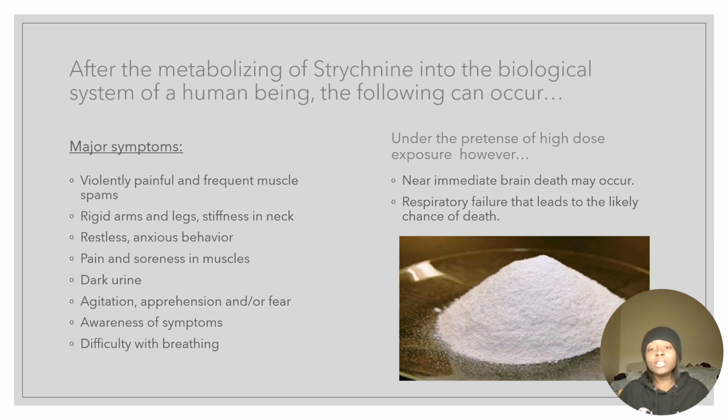The metabolizing of strychnine in the biological system of a human being can end up having the following symptoms occur. You can be subject to rigid arms and legs with a strong stiffness in the neck. You can have pain and soreness in your muscles, restless, very anxious behavior, dark urine. You have mood swings, like one day you might be agitated, you might be apprehensive or fearful the next. It's like you're aware of these symptoms happening and you know it's not you, but you can't really help yourself. There's also difficulty with breathing, and the biggest part of these symptoms is that you will have violent, painful, very frequent, short back-to-back cycles of muscle spasms.